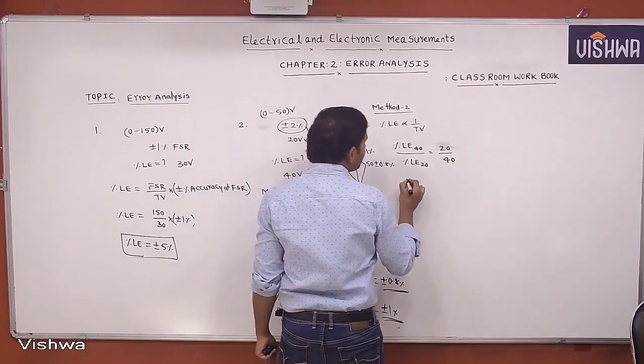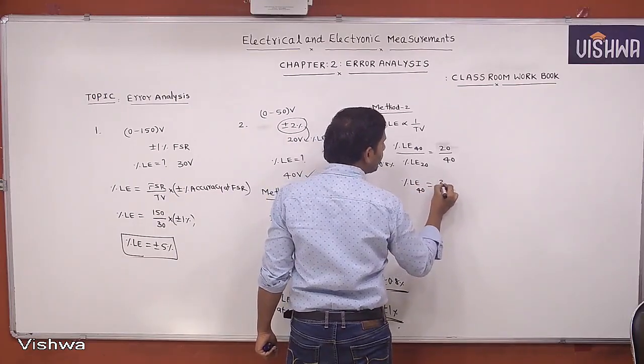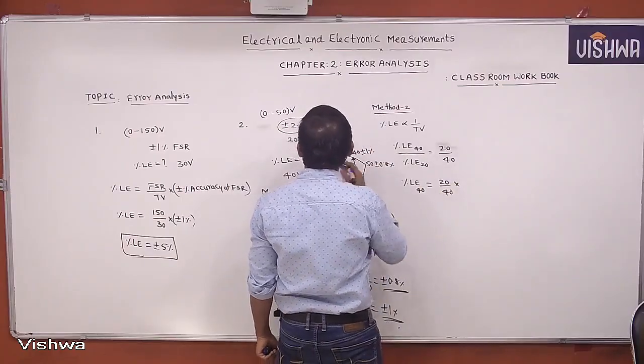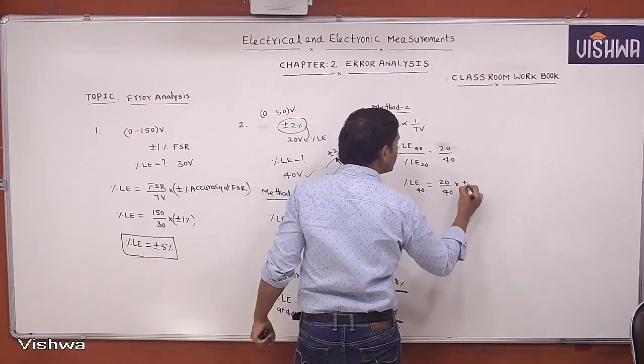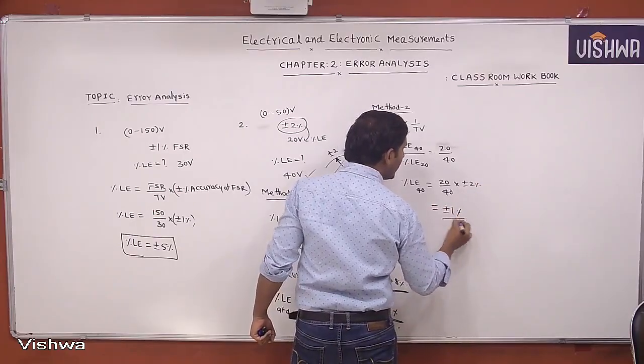Then what is the percentage limiting error at 40 volts equal to? It is equal to 20 by 40. What is the percentage limiting error at 20 volts that is given? Plus or minus 2%. Then how much do you get? Plus or minus 1%. Like this also you can solve.